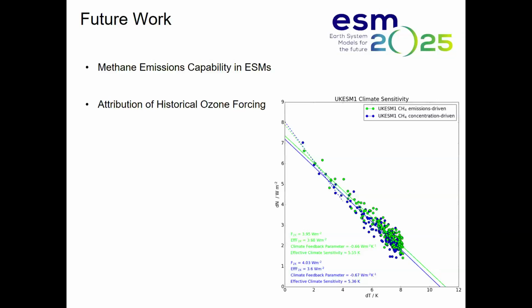And to give you a first look, it appears when we run a 4x CO2 experiment with our methane emissions Earth system model, our climate sensitivity is even higher than what we previously found with the concentration-driven model. So some of my future work will be unpicking this and trying to understand what's driving these changes. Is it a change in the CO2 forcing, or is it a change in the feedbacks?